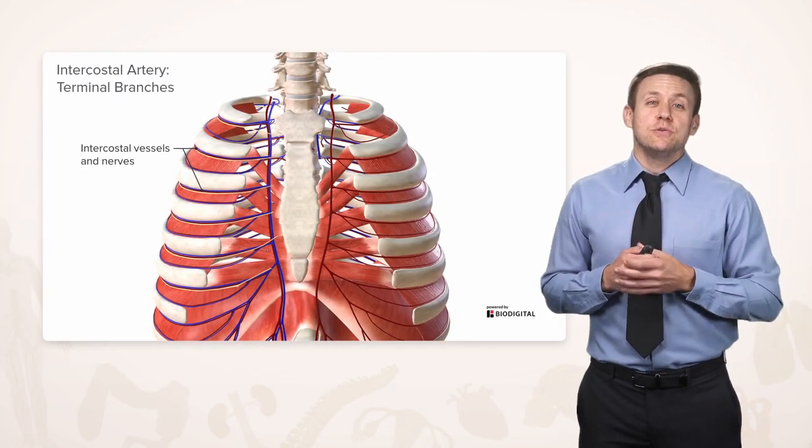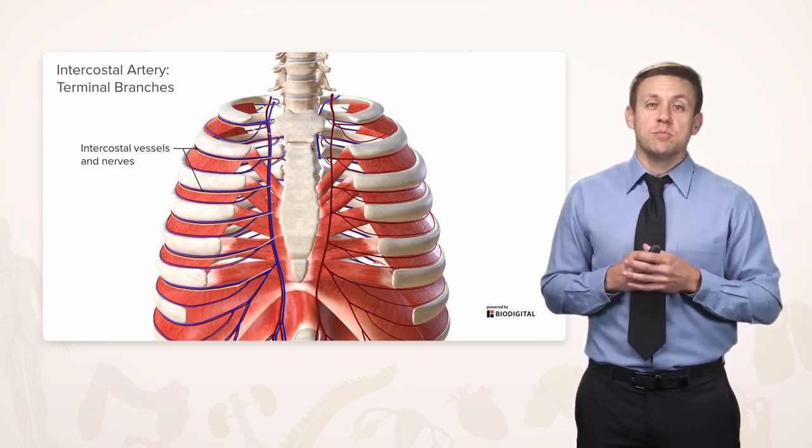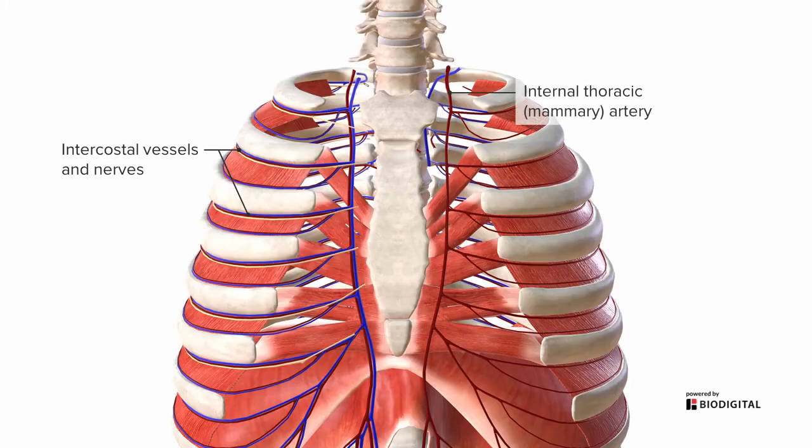And if we go back to an anterior view, we can see the intercostal vessels and nerves in their little bundle in the intercostal space. And again, we see the internal thoracic artery running along either side of the sternum internally. And if we look inferiorly, we see that it's going to end. It's going to bifurcate into 2 arteries at its termination.